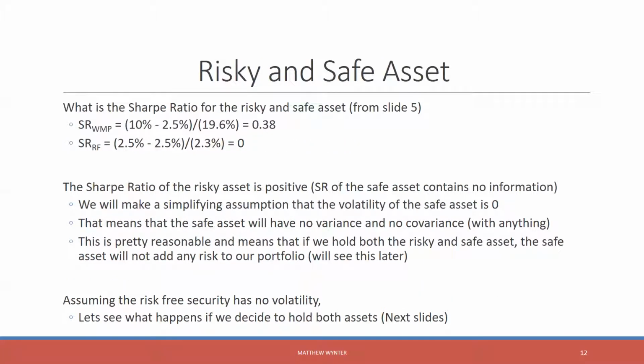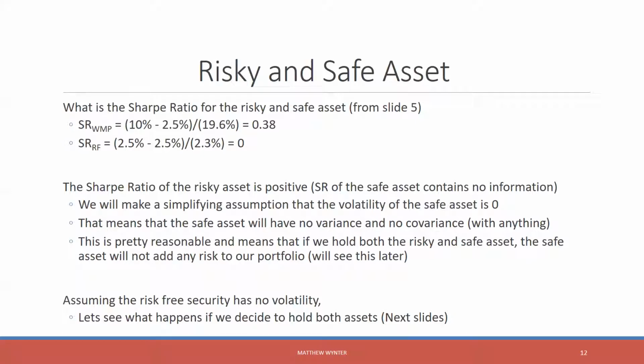So what is the Sharpe ratio of the risky and safe asset from slide 5? The Sharpe ratio of the world market portfolio is 0.38. How did we set that up? Well, we've said that the average return for the world market portfolio over the sample period was 10%. The risk-free rate's average return is 2.5%. And the world market portfolio has a volatility, a standard deviation, just short of 20%. So we plug it into our equation, and what do we find? We find it has a positive Sharpe ratio.